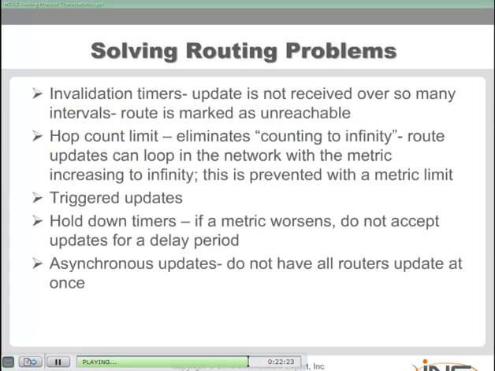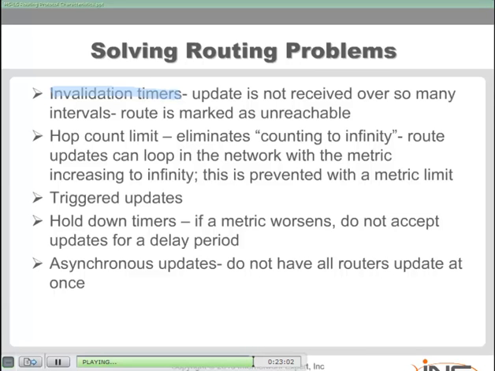Now, we said that distance vector routing protocols are prone to major problems as a result of their simplistic routing by rumor approach. Well, let's go ahead and take a look at some of those mechanisms. First of all, there's the concept of an invalidation timer. Routing protocols, and by the way, these aren't just distance vector safeguards, you will find many of these also used by link state routing protocols to make sure there are no routing problems.